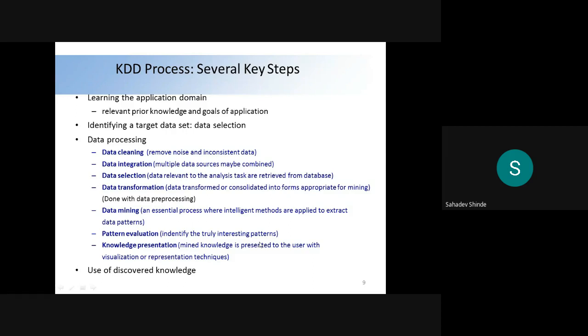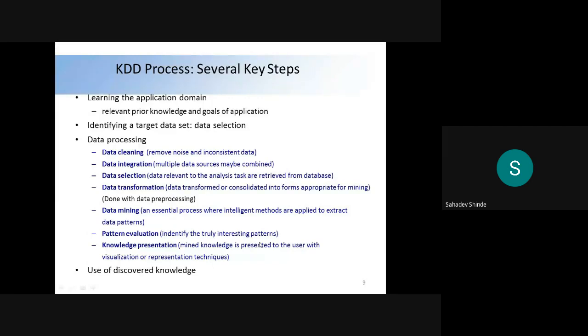So what is data cleaning here? Data cleaning is that we are going to remove the noise and the inconsistent data. Removing noise and inconsistent data means that whatever wrong or unwanted data is there, we are able to remove it. That process is called data cleaning. And again, data integration. Suppose we have multiple data sources, and from those multiple data sources we are going to combine the data. That is called data integration.